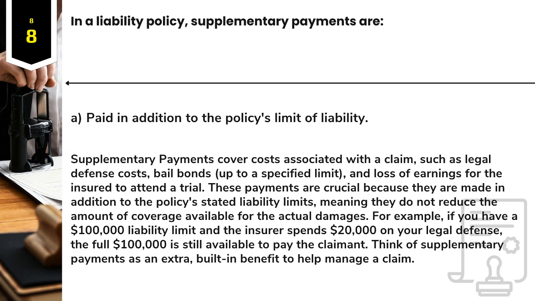For example, if you have a $100,000 liability limit and the insurer spends $20,000 on your legal defense, the full $100,000 is still available to pay the claimant. Think of supplementary payments as an extra, built-in benefit to help manage a claim.